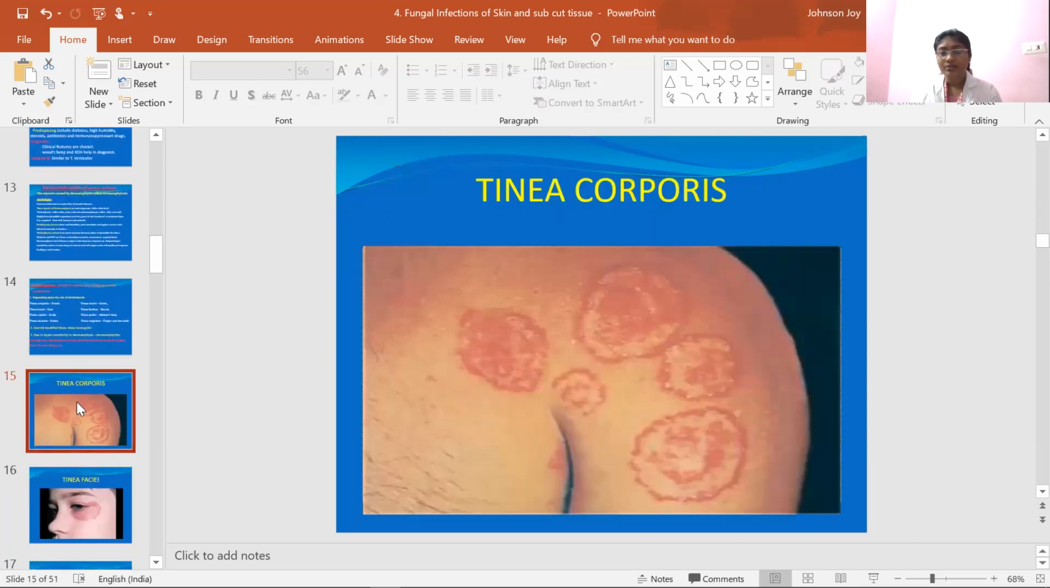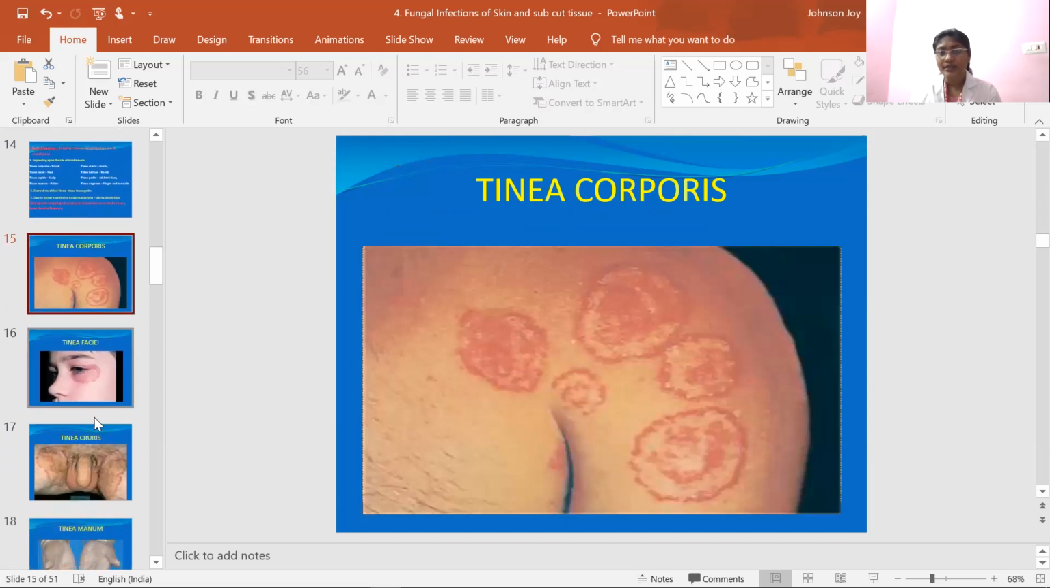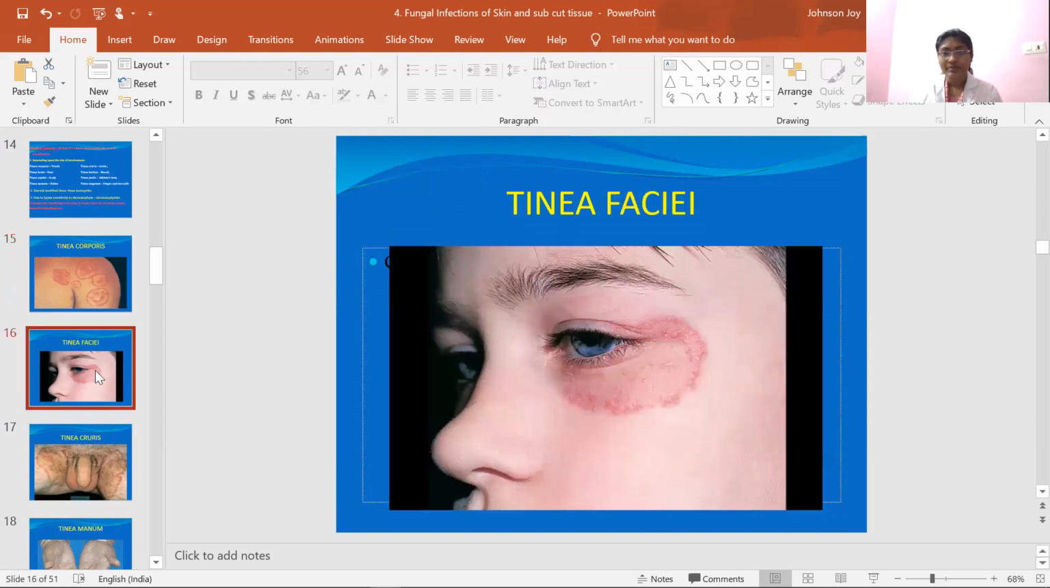See, this is the diagram of tinea corporis. Here you can see multiple erythematous annular plaques with scaling. So this is an example of tinea corporis which occurs in the body, in the trunk area. Now this is the picture of tinea faciae, where you can see the erythematous annular plaque with a central clearing and a peripheral erythematous border. So usually the tinea lesions will have a central clearing.